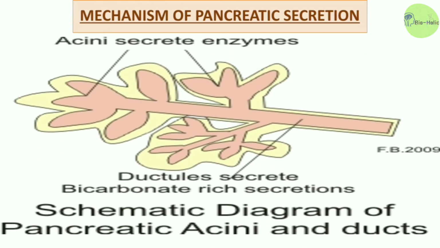Now the mechanism of pancreatic secretion. The secretion is mainly formed through the acinar cells present in the pancreas that secrete enzymes. The ductal cells secrete bicarbonate-rich secretion and make this bicarbonate ion through some mechanism. Let's discuss it.